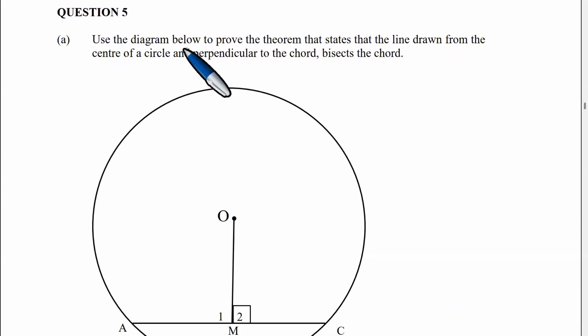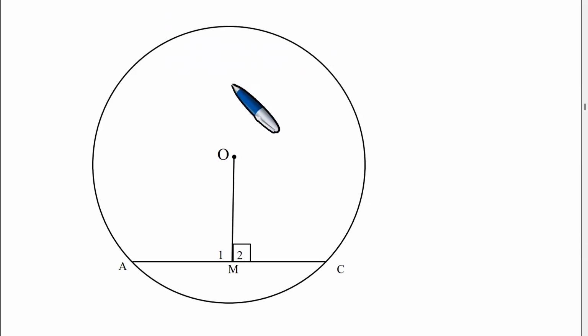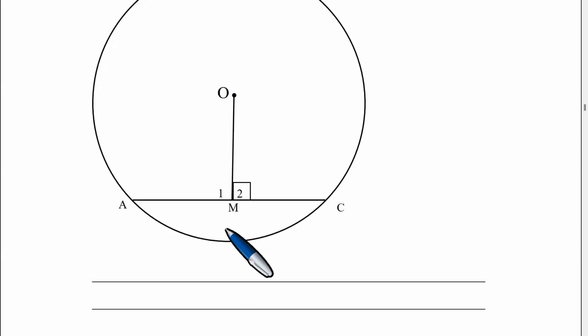Okay, use the diagram below to prove the theorem that states that the line drawn from the center of a circle and perpendicular to the chord bisects the chord. A line drawn from the center of a circle and perpendicular to the chord bisects the chord. We need to prove that it bisects the chord. So let's do a construction.